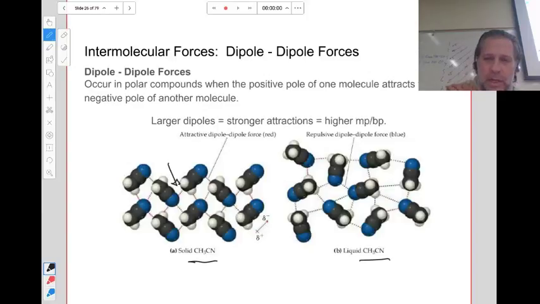And one of the things that we need to keep track of here is that the attractive forces are still present in the liquid. That's what's holding them together and allowing them to slide by one another. But the repulsive forces are also a major part of what allows them to slide by one another. So there's this balance of attractive versus repulsive forces in liquids.